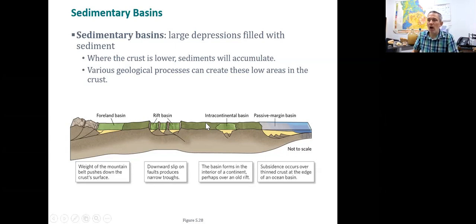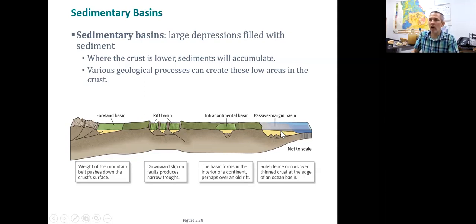If we end up with a low-lying area in the continent, it can start to cause this area to build up in sediments, and it can actually cause this material to start to sag. A great example of this would be the Illinois Basin, where all these piles of sediments are in Illinois.